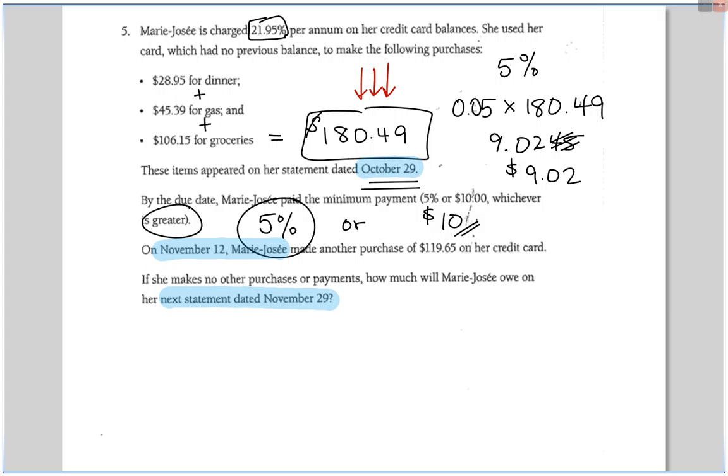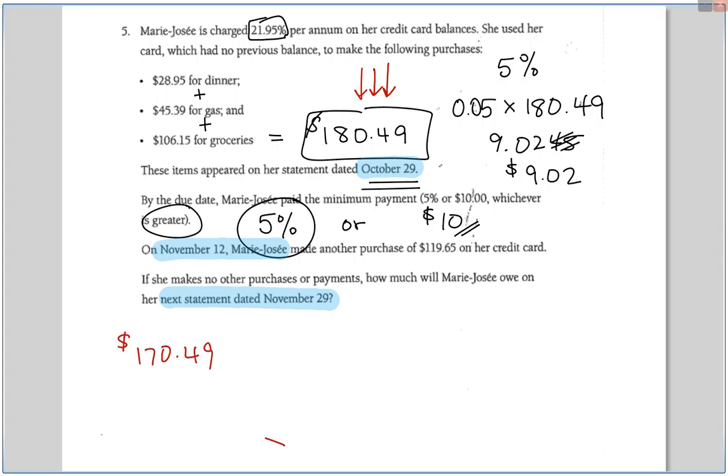$180? Yeah. And then what does she have to do? Make her minimum payment. So we take off the $10 off the 180. So we're down to 170.49.